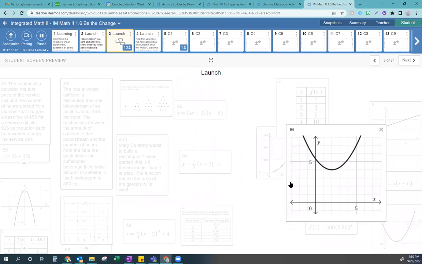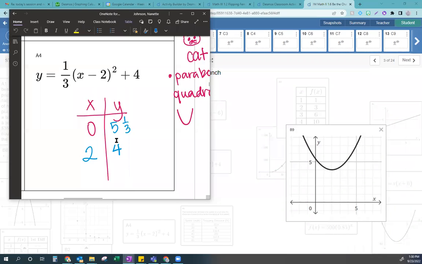2, 4. Look at that. Look at that. 2, 4. And does it look like it's 0, 5 1/3? Look at that. It must be this one. Right? And then you can plug in more values if you like.